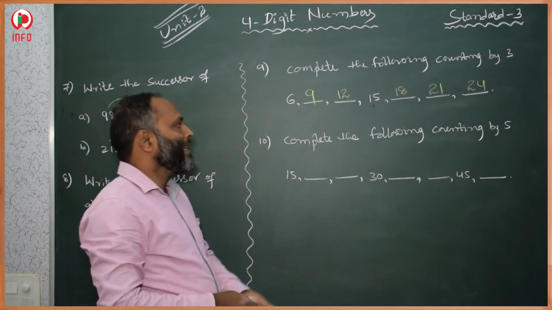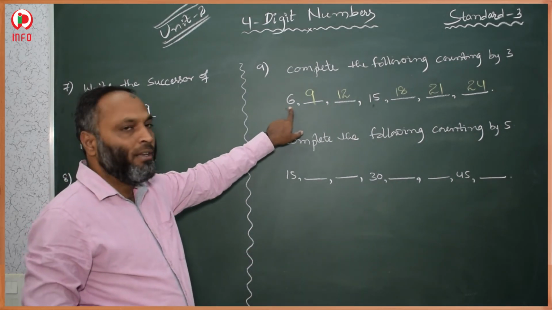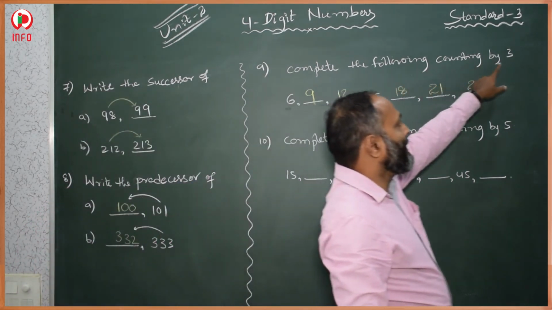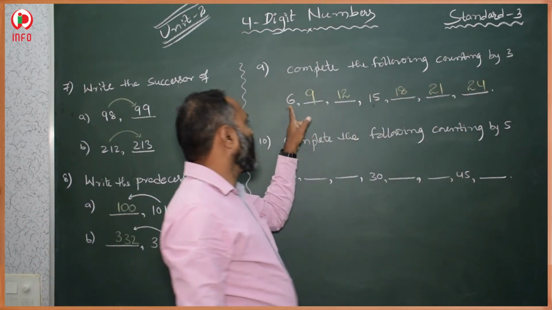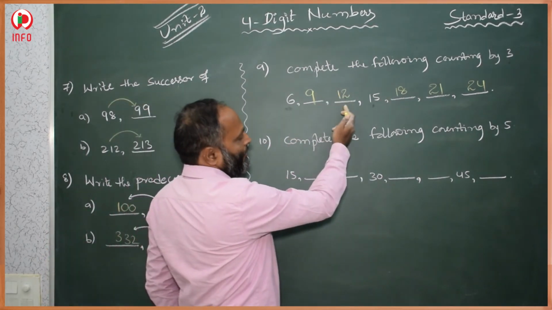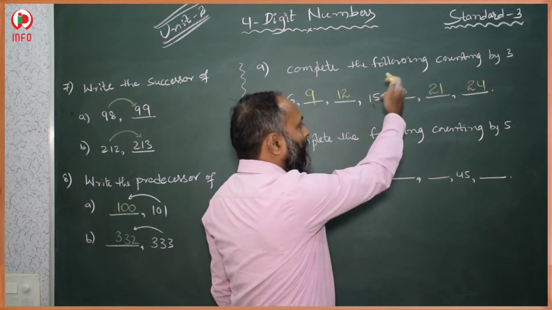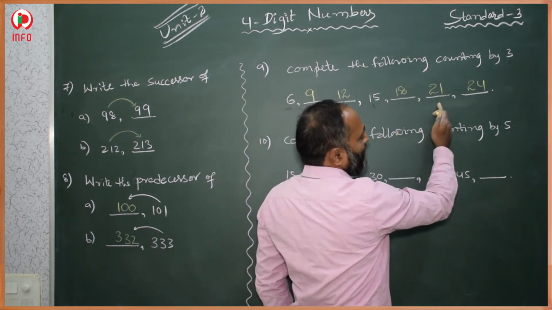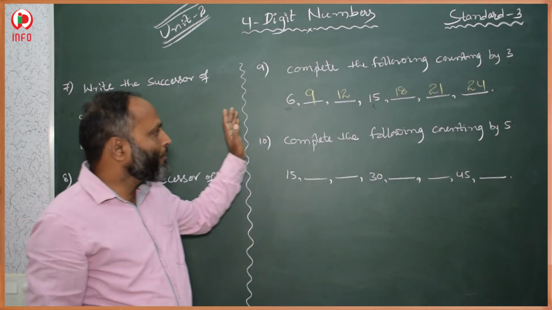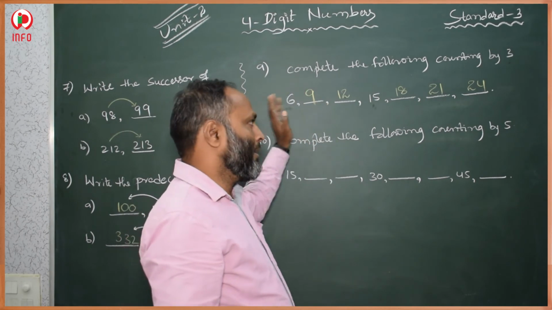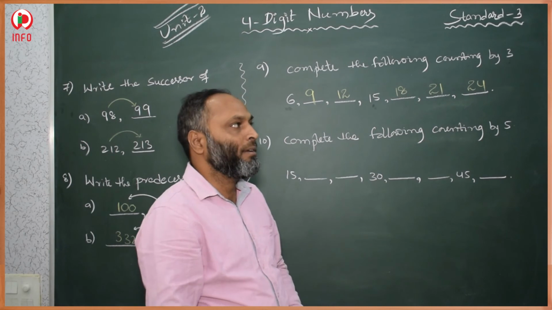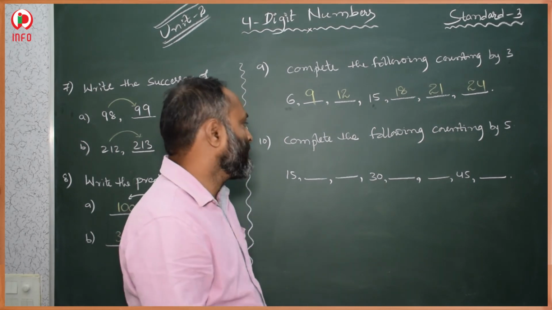So, one more easy method. First we have to check when 6 will come. Here counting by 3 is given, so in the 3 table we check when 6 comes. 3 2s are 6, 3 3s are 9, 3 4s are 12, 3 5s are 15, 3 6s are 18, 3 7s are 21, 3 8s are 24, in that way. That is very easy if you go through the 3 table. And one more, if you add 3, 3, 3, that is also very easy. This is skip counting.